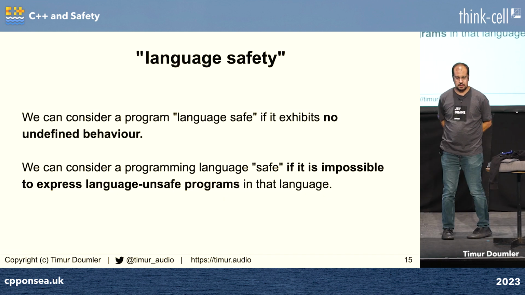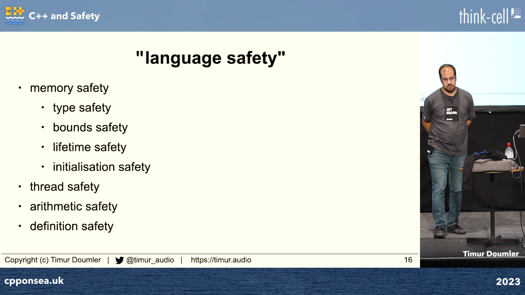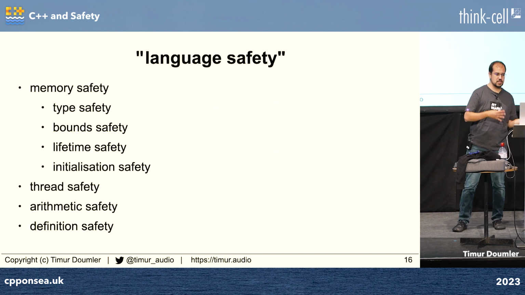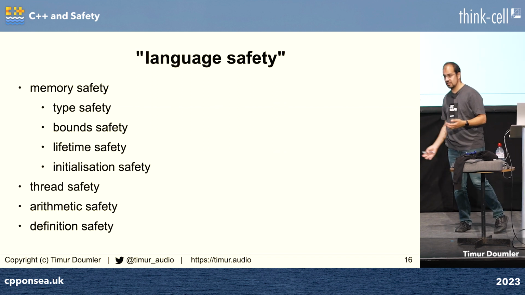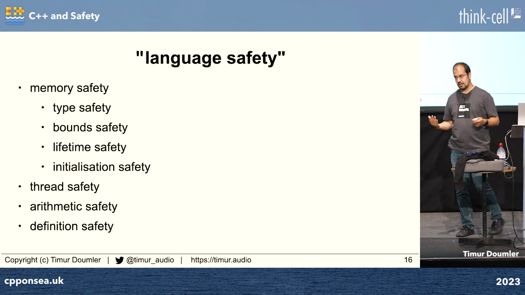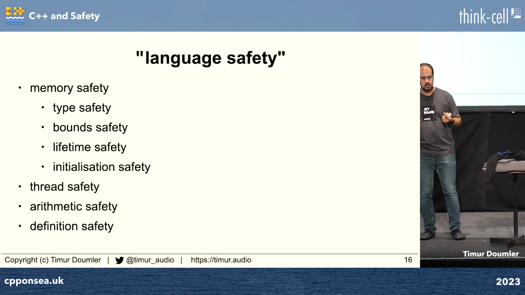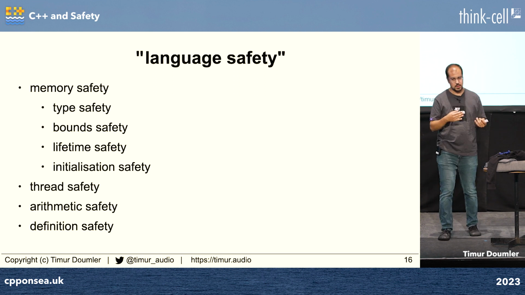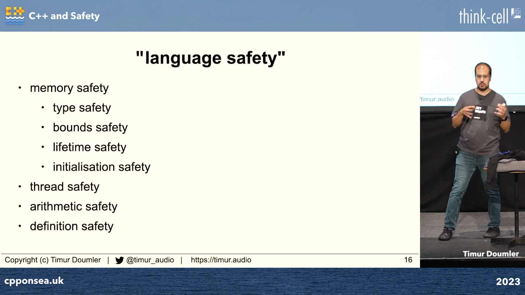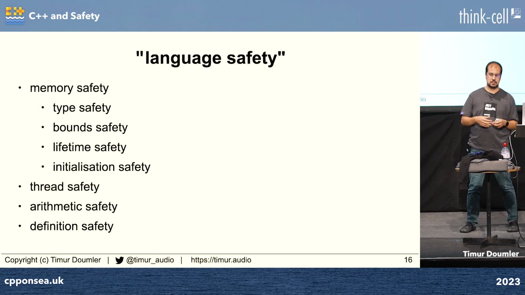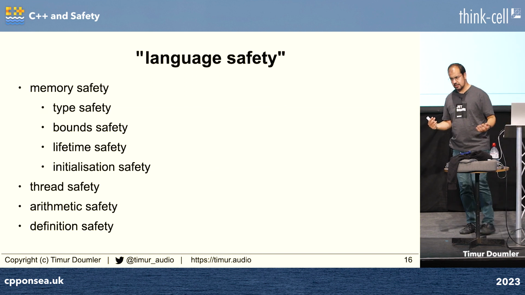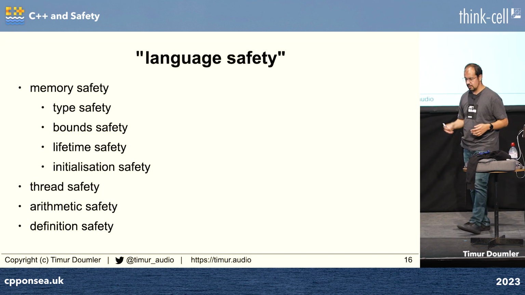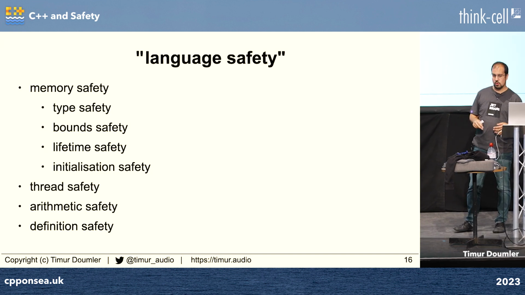We can break down language safety further into memory safety, which is what a lot of people have been talking about lately. We can break it down further into type safety, bound safety, lifetime safety, initialization safety. And then there's thread safety, and depending on the source, some people throw that into the same bucket as memory safety, while some people say that thread safety is actually separate. So again, you have to be careful how different people classify these things. There's arithmetic safety. There's another aspect which is not very often talked about, which I call definition safety, which I'm going to talk about later as well. We're going to dig into this a lot more throughout this talk.